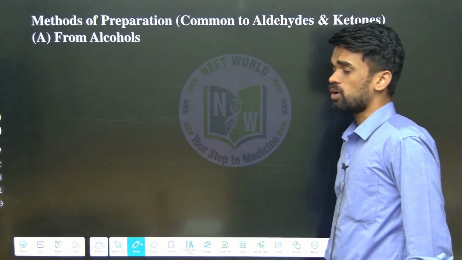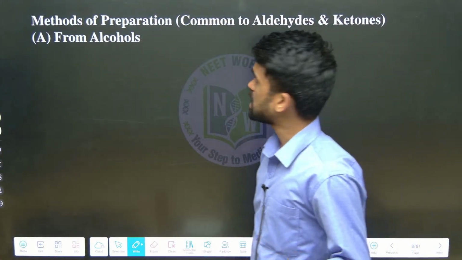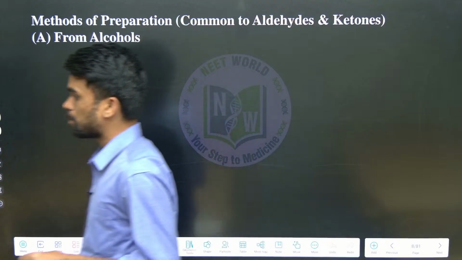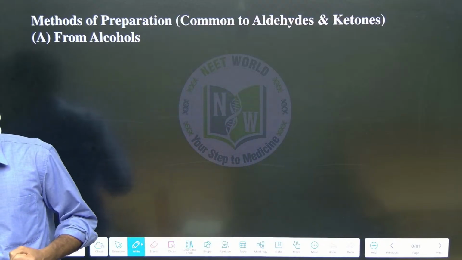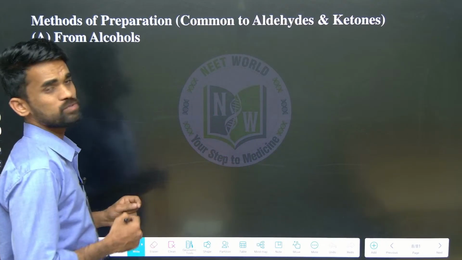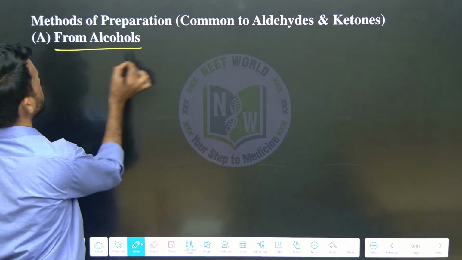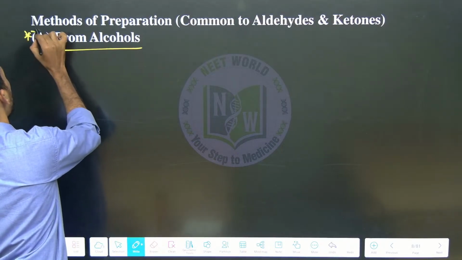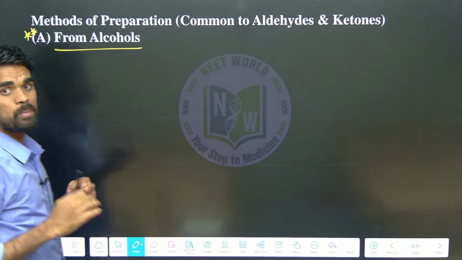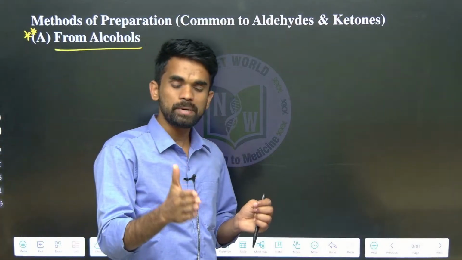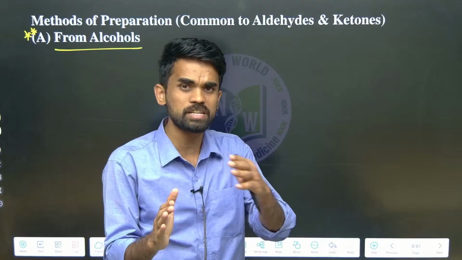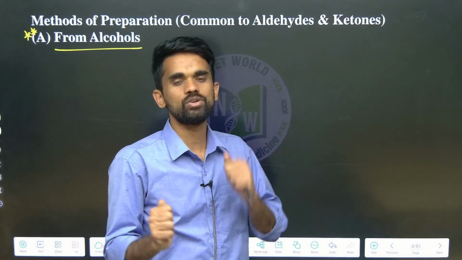Yeah, so now let us discuss the methods of preparation of carbonyl compounds. How can we prepare these carbonyl compounds? Okay, so the first one is from alcohols. This is again very important. Already we discussed the chemical properties of alcohols. Now those chemical properties are the preparation methods of aldehydes and ketones here.